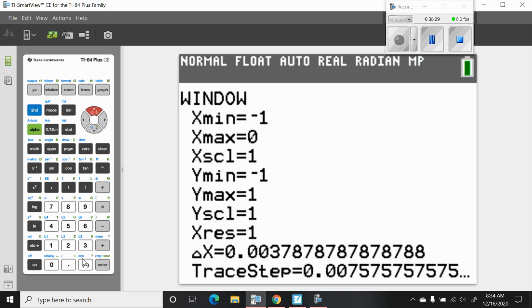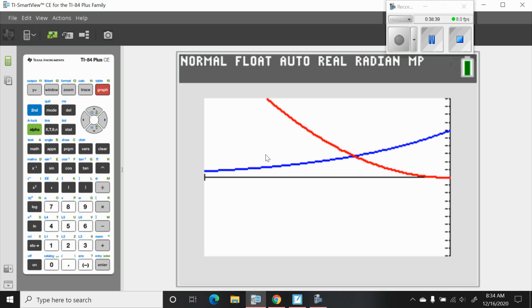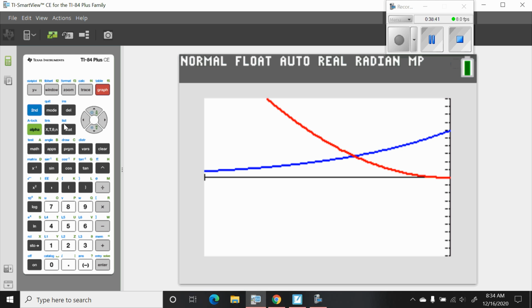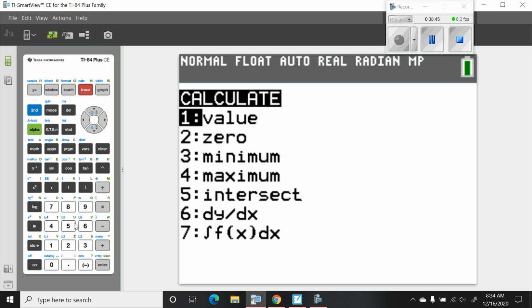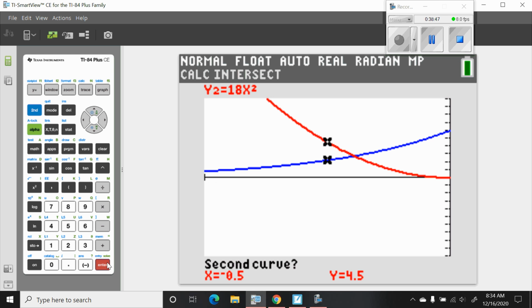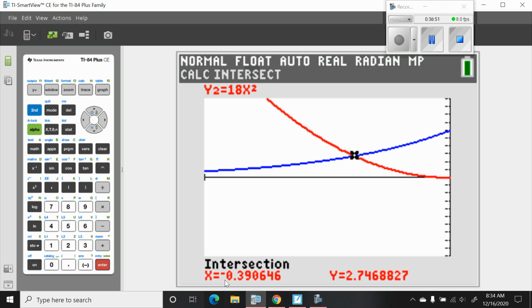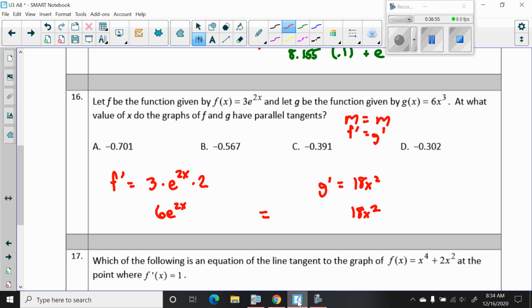Let's go -10 and 10. This may or may not work. I don't know what the y values are, and it's not important. I'm hoping we see them just from a standpoint of, okay, so you see them. So there's our answer. And second and trace is where all the fun things happen. Intersect is the 5th one. So 1, 2, 3. Negative 0.391. Negative 0.391. There we go, letter C.